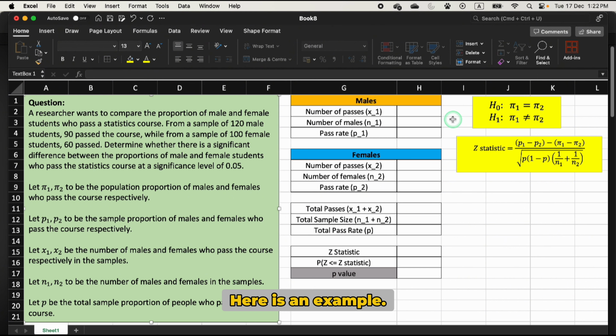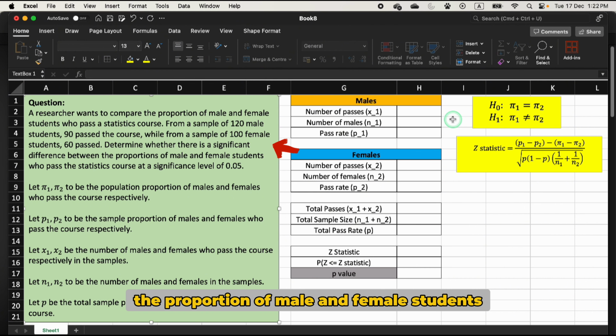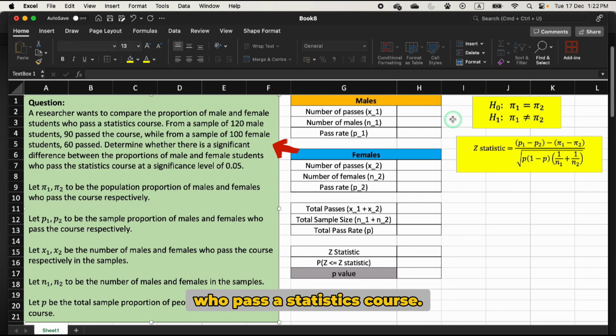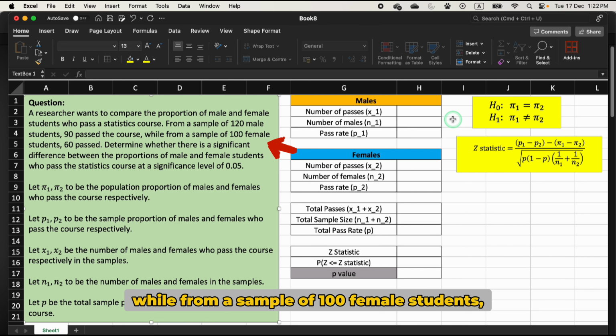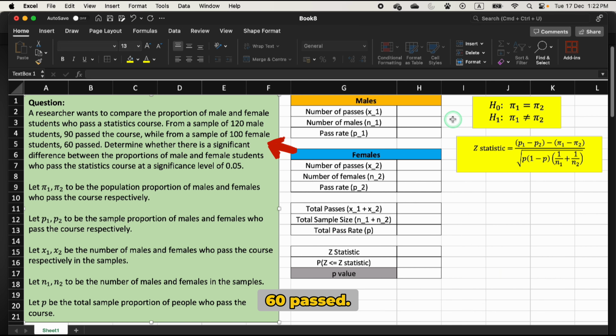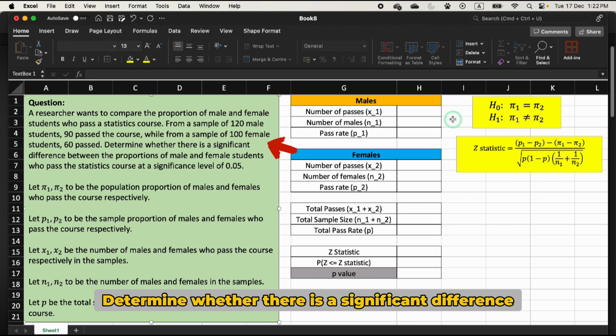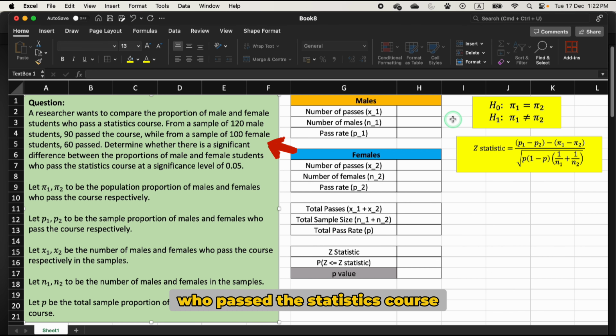Here is an example. A researcher wants to compare the proportion of male and female students who pass a statistics course. From a sample of 120 male students, 90 passed the course, while from a sample of 100 female students, 60 passed. Determine whether there is a significant difference between the proportions of male and female students who passed the statistics course at a significance level of 0.05.